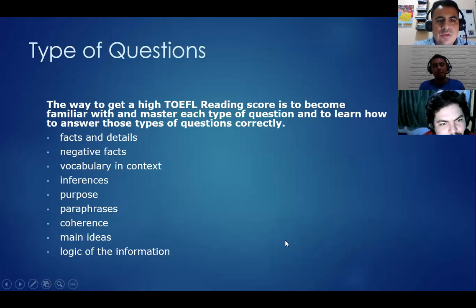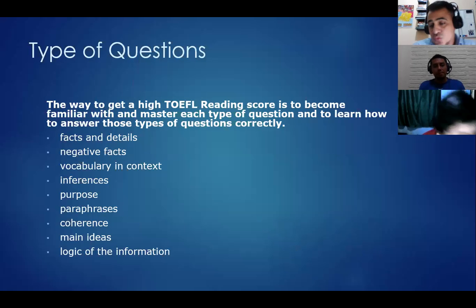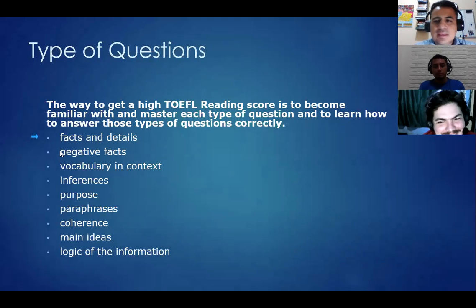Very good. So hemos aprendido the types of questions. That's really what we want to do. The reading section is very important, so you need to identify the different types of questions. Tenemos diferentes tipos de preguntas. For example, facts and details, que también se llaman factual questions, the same thing. We have negative factual questions. That's the one that we were looking at.